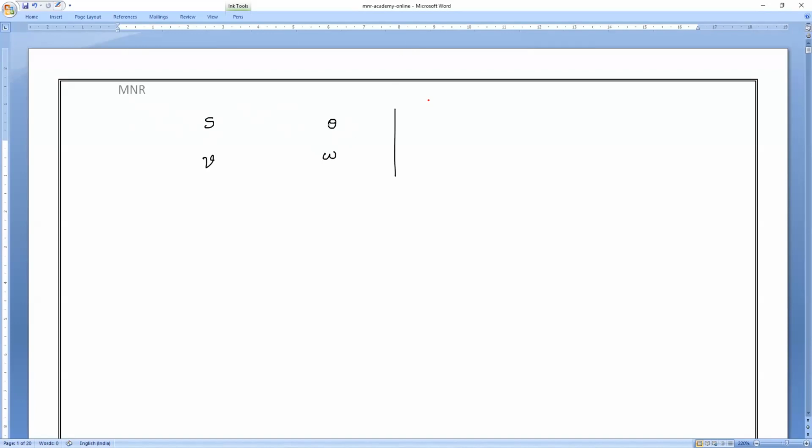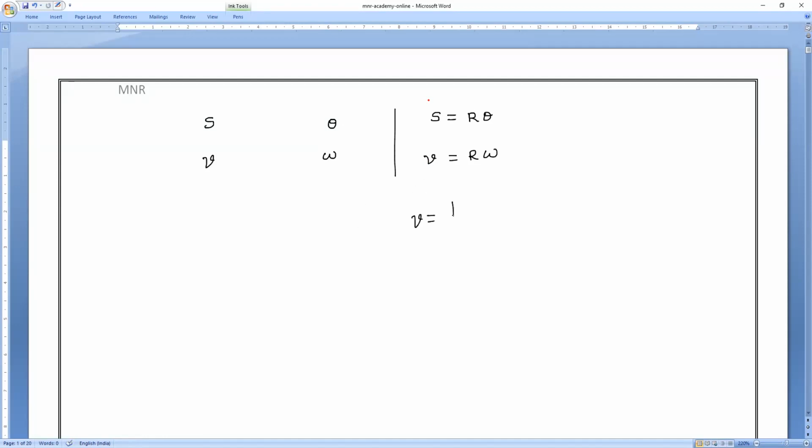And we have found the relation between linear displacement and angular displacement. Linear displacement is equal to radius into angular displacement. Am I right or wrong? Same way, linear velocity is equal to radius into angular velocity. Right or wrong? Basically we all know that.